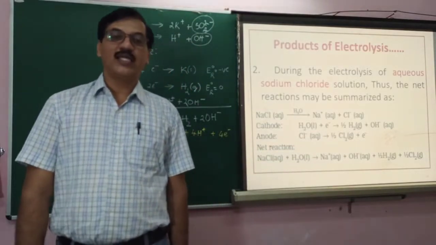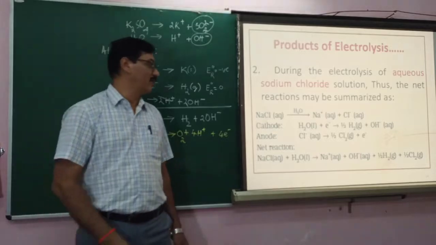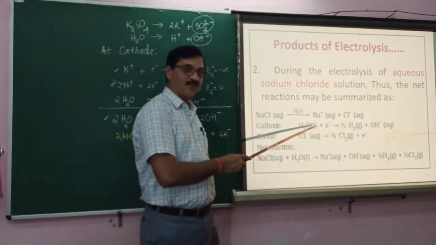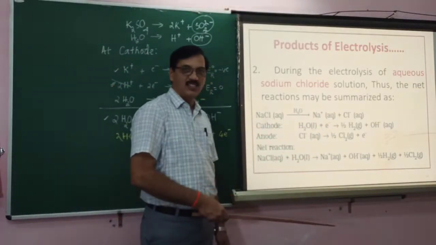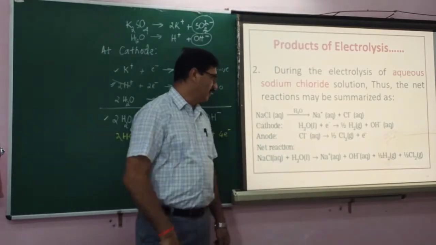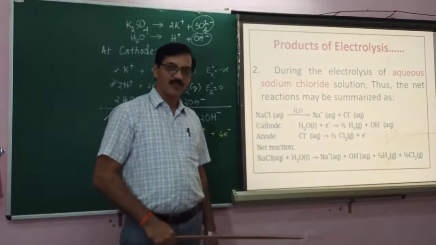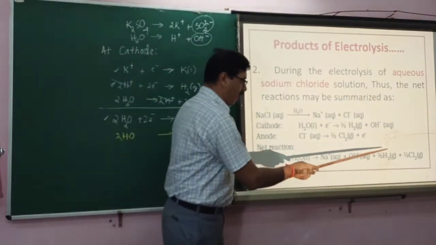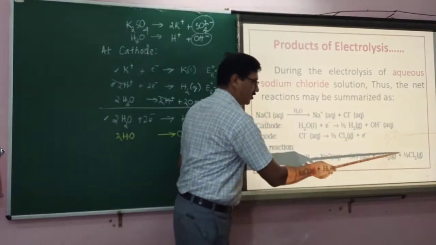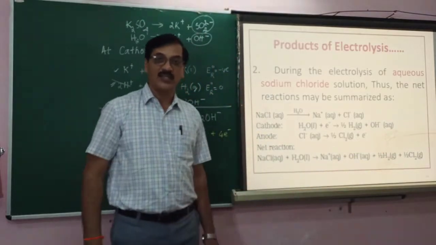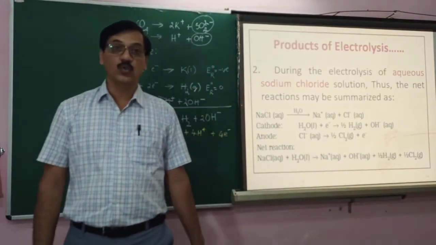So when you electrolyze aqueous sodium chloride, you will get H2 at the cathode and chlorine gas at the anode. These are the overall reactions. Now let us try to see, from the point of view of electropotential, why chlorine is being formed. Why not H2? Why not O2?